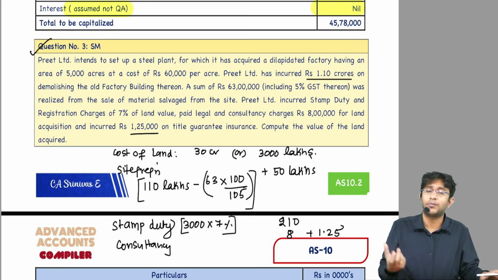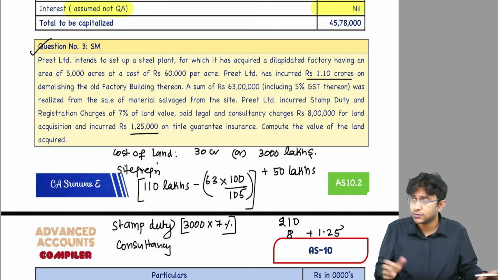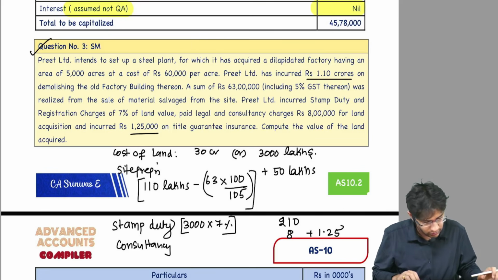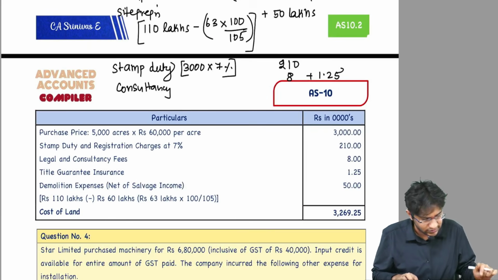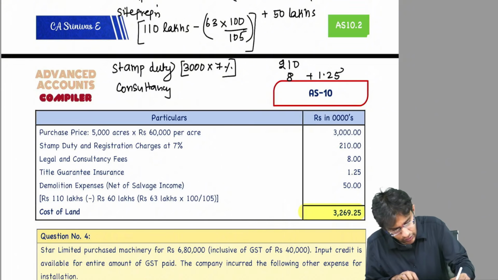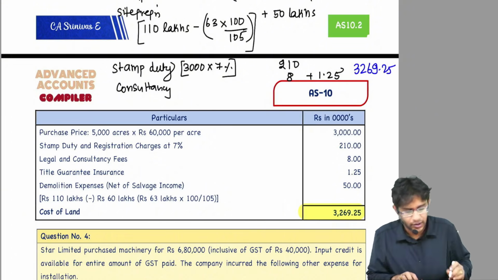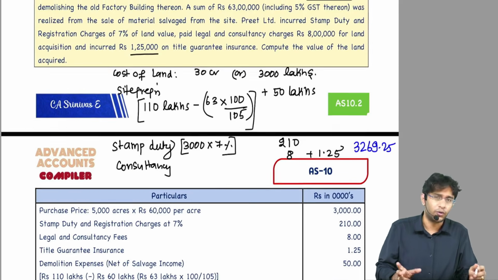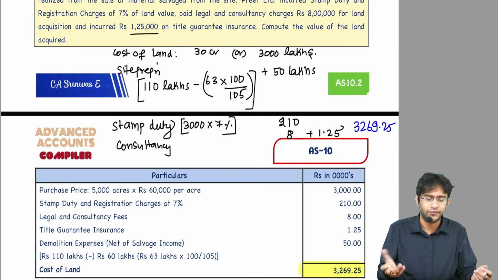He's asking what is the value of the entire land that I have acquired. So add up everything: 3,000 plus 50 plus 210 lakhs plus 8 lakhs plus 1.25. You are having 3269.25. This is in lakhs. You can do it in crores also, but it will run into decimals, so I just converted everything into lakhs.